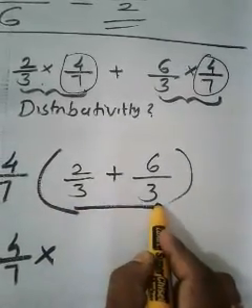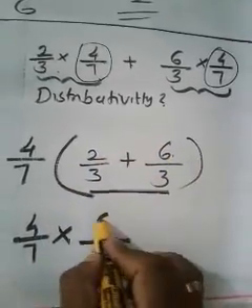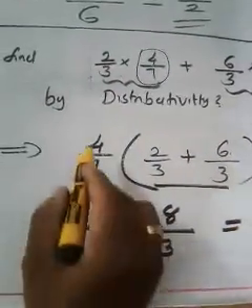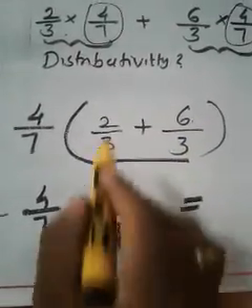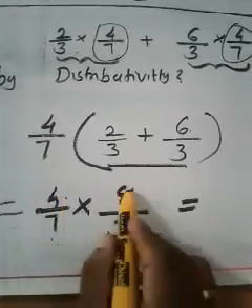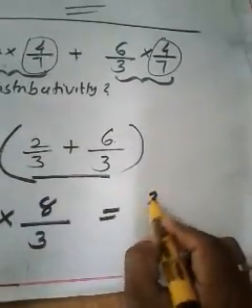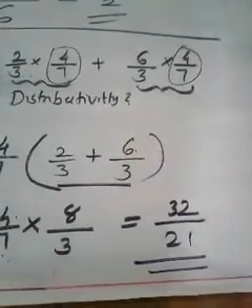How to add two fractions? Just write the denominator as it is. Then 2 plus 6 is 8, isn't it? Now outside is 4/7, inside, since the denominator is the same, just write it as it is and add the numerators. 2 plus 6 is 8. You know how to multiply two fractions now. 4 into 8 is 32. 7 into 3 is 21. So the answer will be 32/21.